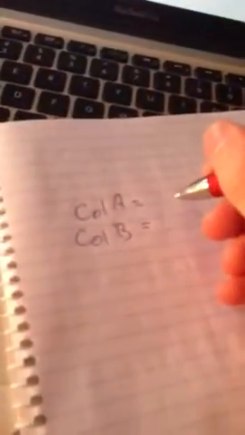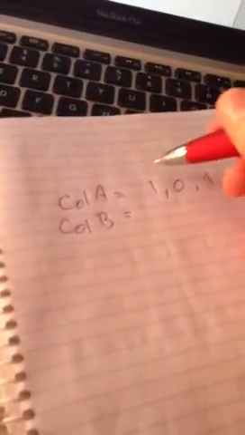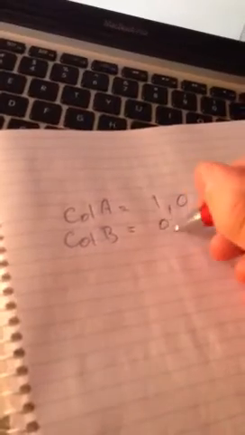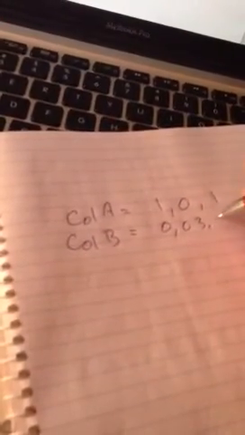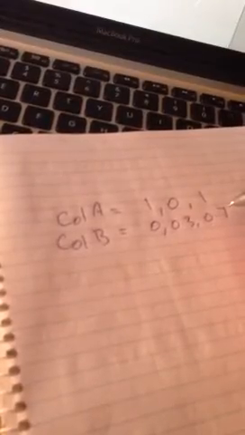Okay, so we got two colours, colour A and colour B, to start with. Colour A is 1, 0, 1, so think of that as RGB 255, 0, 255. Colour B is 0, 0.3, 0.7. Now we've got two points.